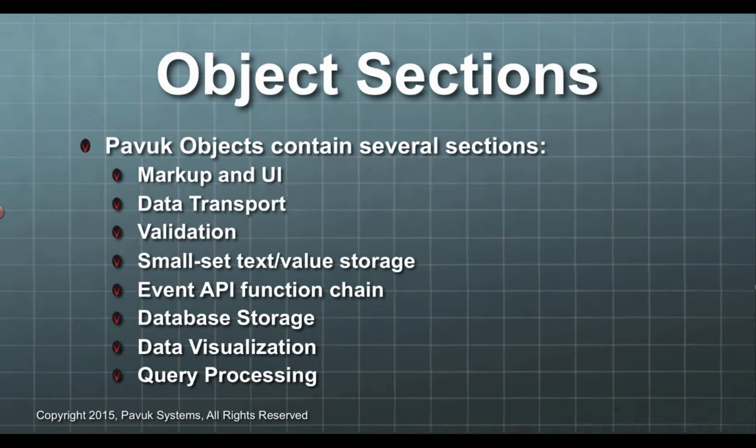Objects can be thought of as having a number of sections. We have the markup and user interface, data transport, validation, small set text value storage, the event API function chain, database storage, data visualization, and query processing.